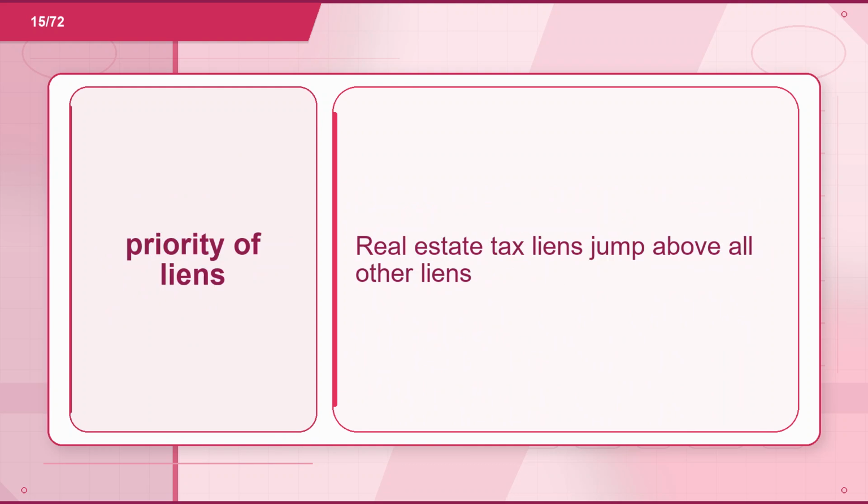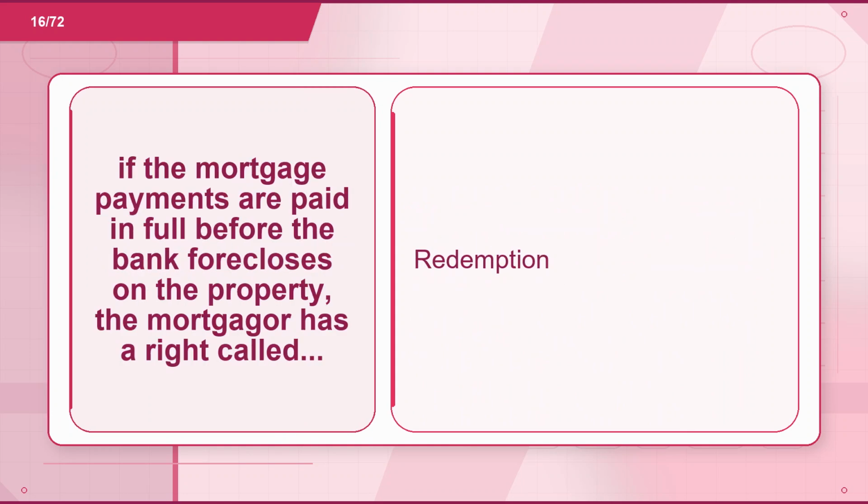Flashcard 15. Term: priority of liens. Definition: real estate tax liens jump above all other liens. Flashcard 16. Term: if the mortgage payments are paid in full before the bank forecloses on the property, the mortgagor has a right called... Definition: redemption.